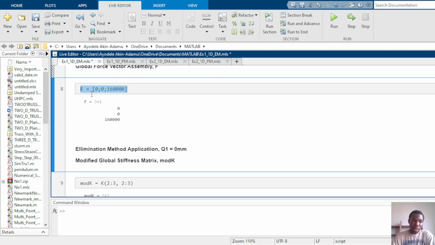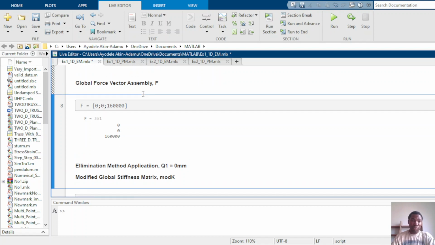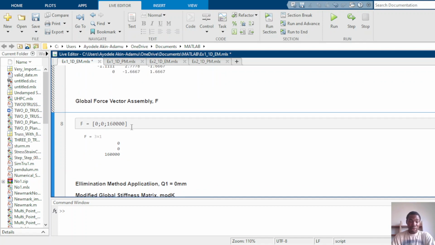You open bracket 0 semicolon 0 semicolon 160,000 Newton. The unit I'm using for my force is Newton. I converted the 160 kilonewton to Newton. So that's why it's 160,000 Newton at position 3. So I write this code and I click on run. F gets generated and gets stored in the MATLAB memory. So now I've defined the global force vector for our finite element model.